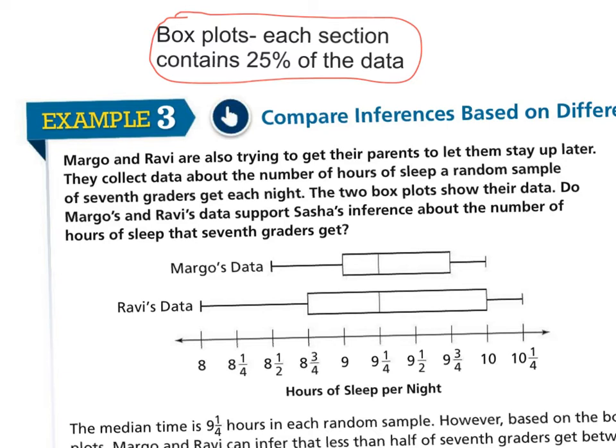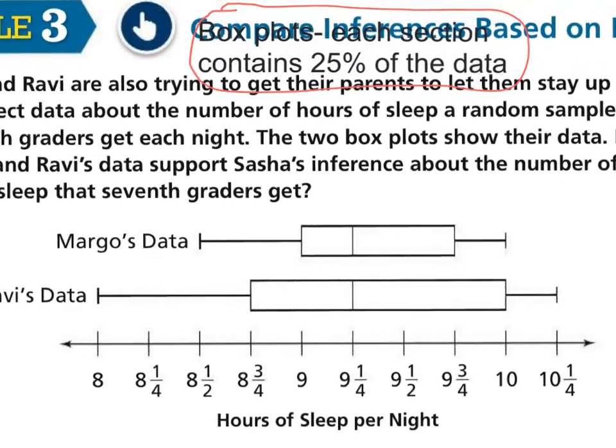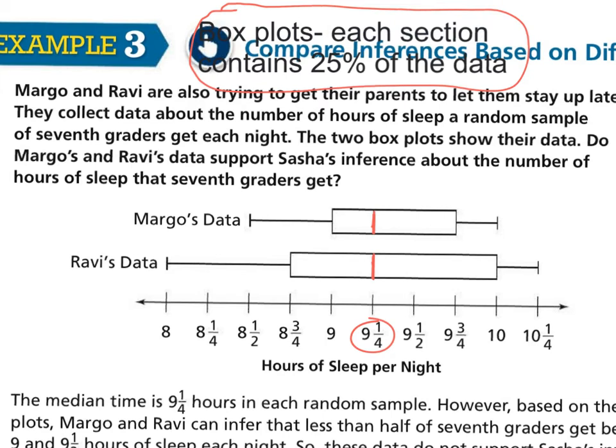So one thing we can look at is, if each section contains 25% of the data, and we have 2 sections on one side and 2 sections on the other side, that'd be 50% on each side, and that would mean that we have the median. So the median is where the 2 boxes meet. You might remember from last year. And so the median for both people happens to be 9 1/4 hours. What that means is half the people get less than that, half the people get more. So it's really a good measure of center for us.